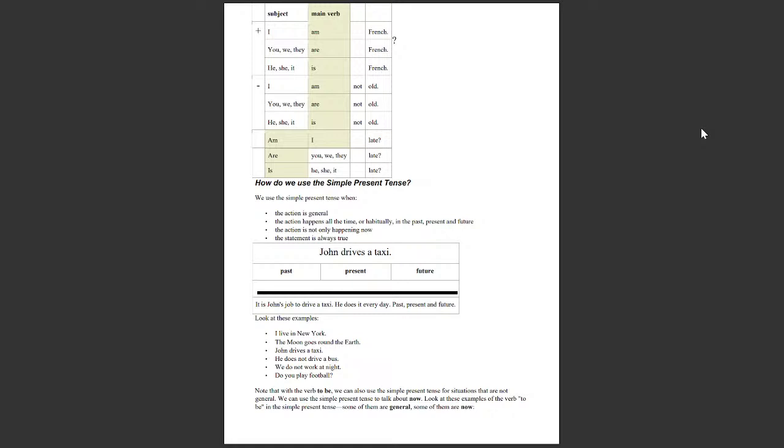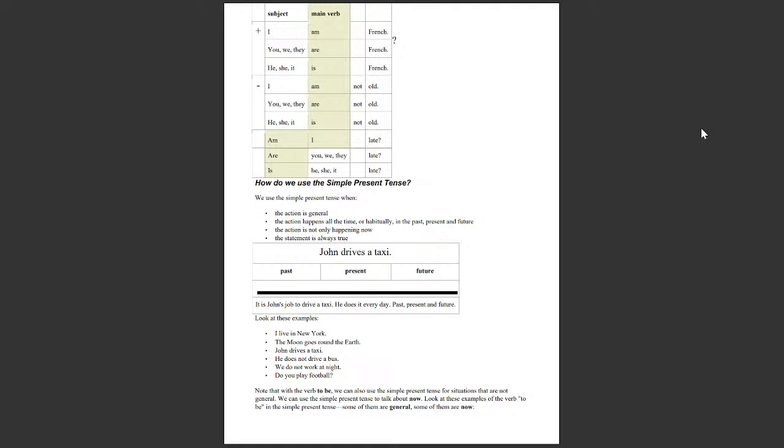Example: John drives a taxi. It is John's job to drive a taxi. He does it every day. So it is past, present and future. Look at all these examples now. I live in New York. The moon goes around the earth. John drives a taxi. He does not drive a bus. We do not work at night.